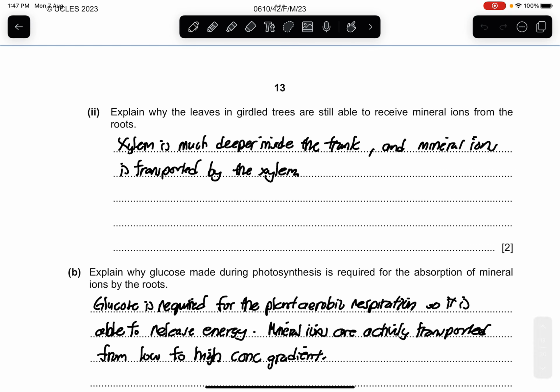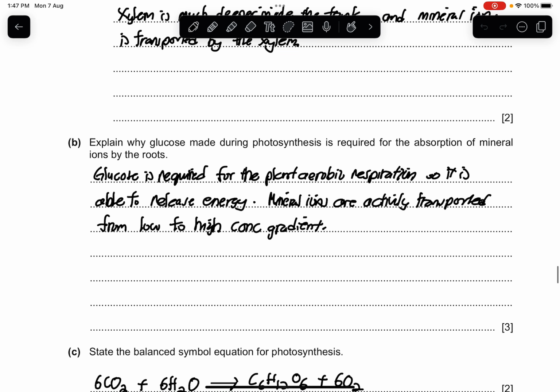Part 2, explain why the leaves in girdled trees are still able to receive mineral ions from the roots. They say the phloem is being cut off, but the xylem is not. So the xylem is much deeper inside the trunk, and mineral ions can still be transported in the xylem. Part B, explain why glucose made during photosynthesis is required for the absorption of mineral ions by the roots. So it's technically asking you why glucose is being used for active transport to happen. So when you see mineral ions, you know it's the process of active transport. So glucose is required for plant aerobic respiration to help release energy, not produce energy.